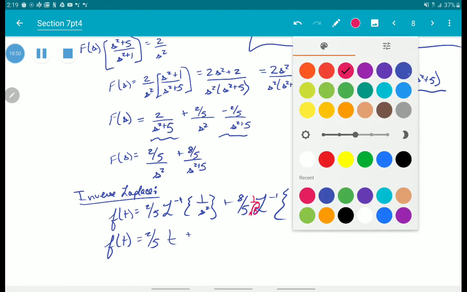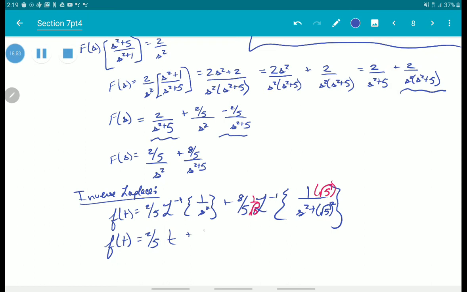So that's going to leave us with 8 over 5 square root of 5 sine of square root of 5t. So there's our final answer.